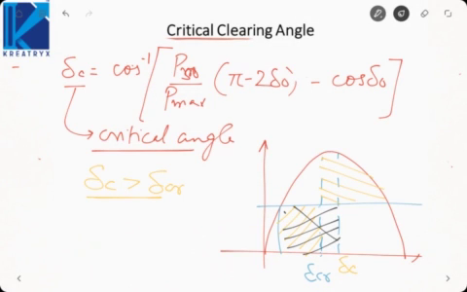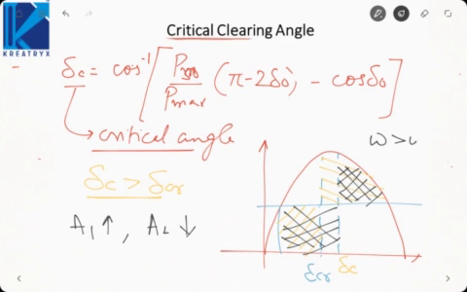This will be my accelerating area and this will be my decelerating area. Now if you see, accelerating area A1 increases and decelerating area A2 reduces. That is, acceleration is more than deceleration, or the increment in speed is more than decrement in speed. So overall speed will increase and it will not go equal to synchronous speed. So speed will be greater than synchronous speed and system loses synchronism. That is why fault can be cleared at the most equal to delta CR.